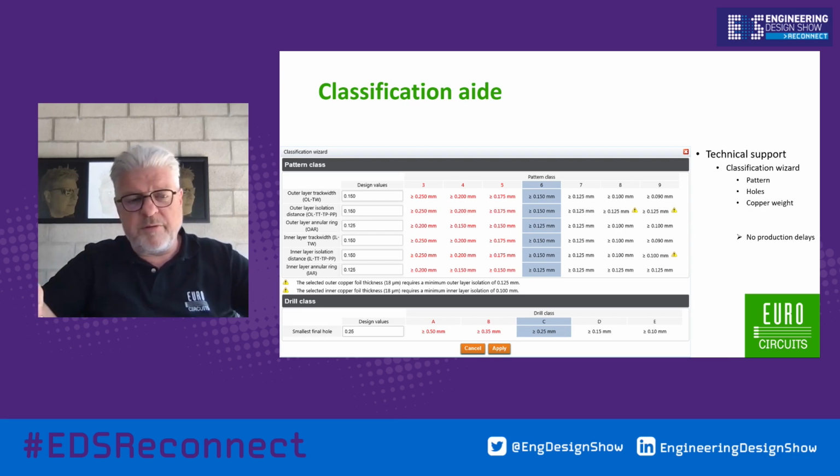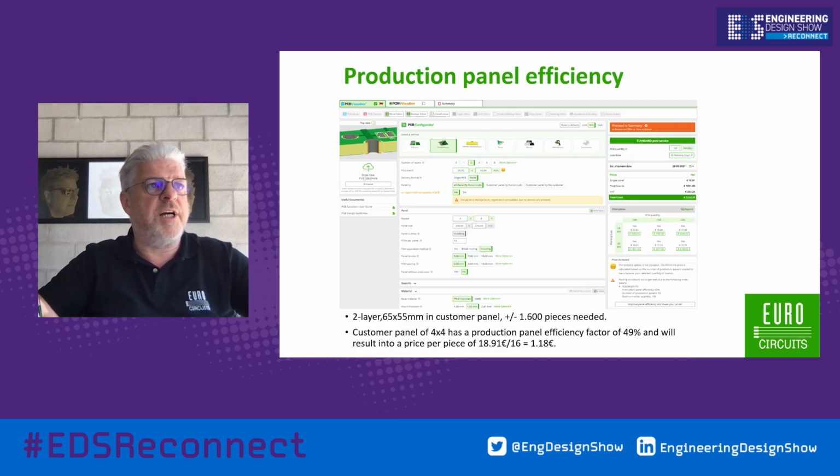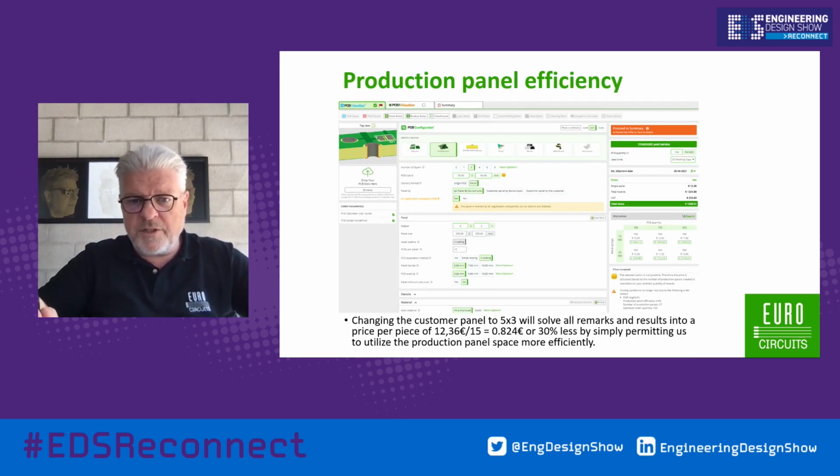Same thing with classification. I gave you the example before of the thicker copper, which will bring you in another classification of parameters for track width, spacing, annular rings, and so on. And it is in the end exactly these parameters which you need to fit in your CAD system for your design rules.